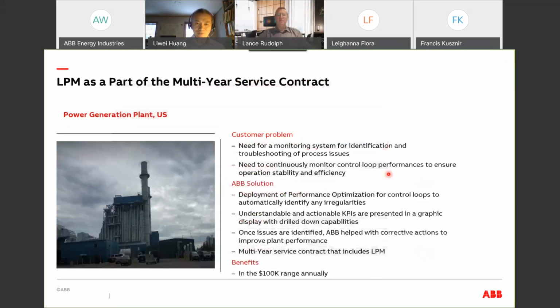So the first example is a power plant in the US. LPM was implemented as a part of the multi-year service contract. The customer needed a monitoring system for speedy process issue identification.